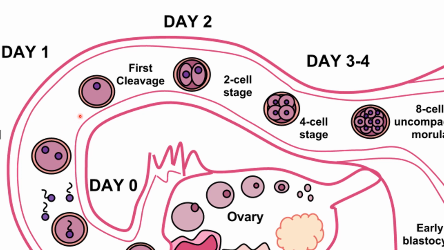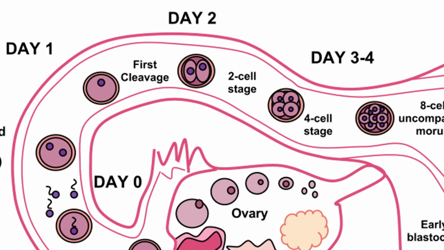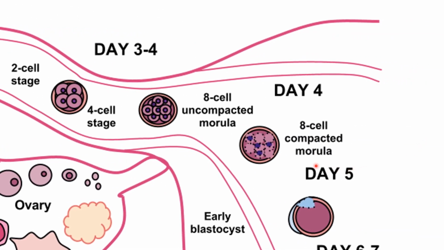The zygote undergoes successive cell divisions known as cleavage. Cleavage is holoblastic in humans. Cleavage results in the formation of 2 cells, then 4 cells, and then 8 cells, and so on. These cells are known as blastomeres. Ultimately, the cells divide and reach the 8 to 16 cell stage, which is known as the morula. Following the formation of the morula, it develops into a blastocyst.